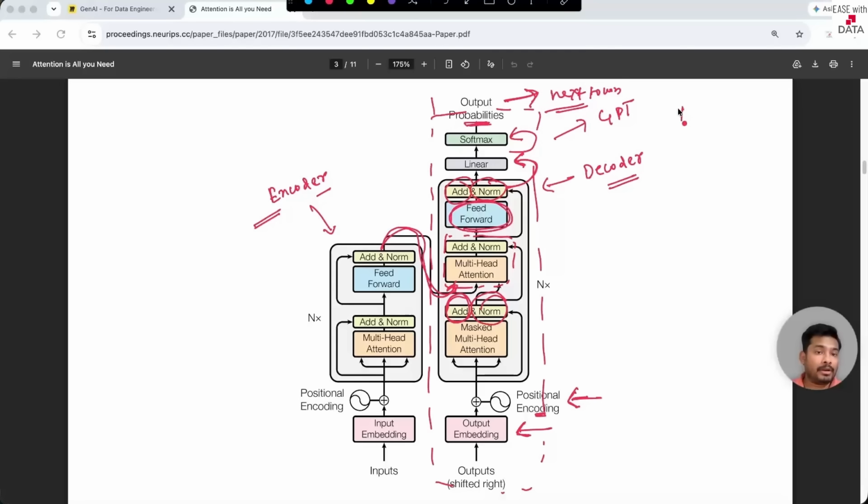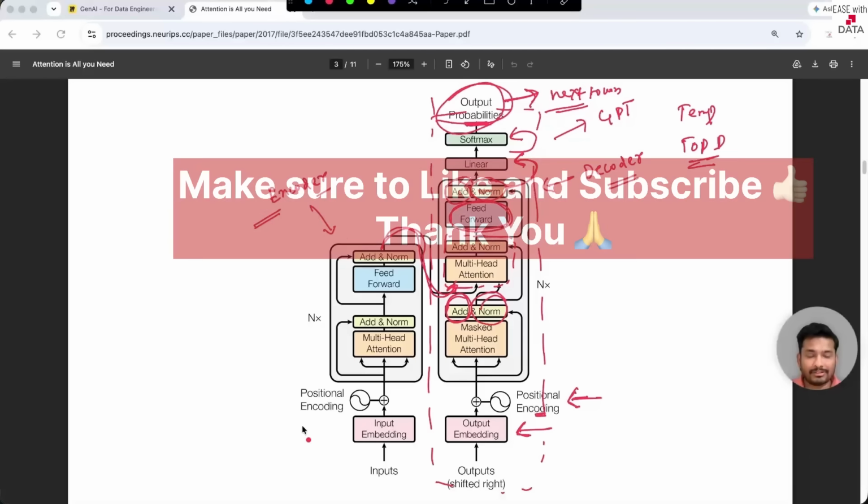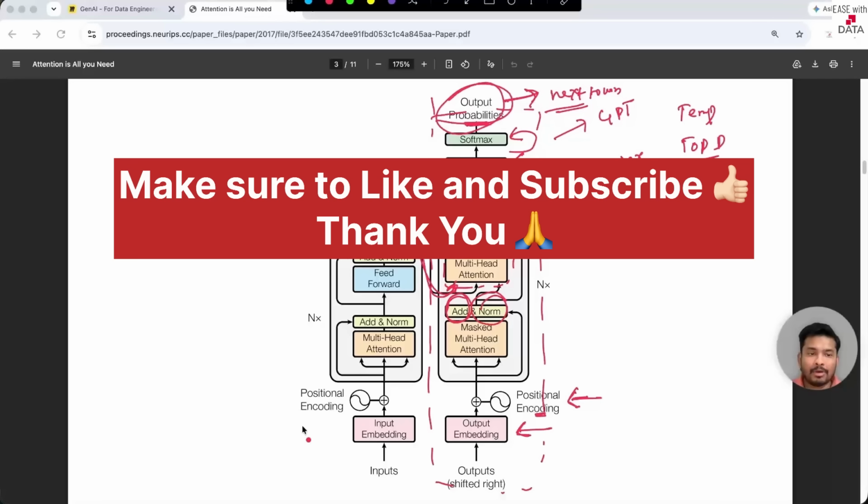Now, if you remember temperature and top-p from our previous discussion, those are applied to the output probabilities to add randomness into the next token prediction. So this is all about transformers. I tried to make it as simple as possible. I would request you to go through this video once more. I'm going to add some references in the description. You can go ahead and look at the references to understand transformers more clearly.